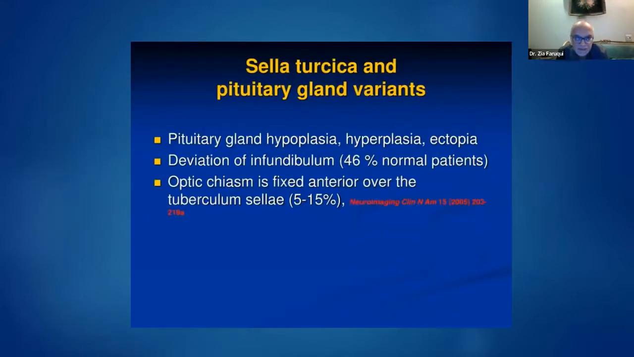Few variants: the pituitary gland may be hyperplastic, and the posterior pituitary can frequently be ectopic. The infundibular stalk may be deviated. We sometimes take this as a sign of a microadenoma, but you can see it in up to 46% of normal patients, so it's not so important. And the position of the optic chiasm can be variable as well.